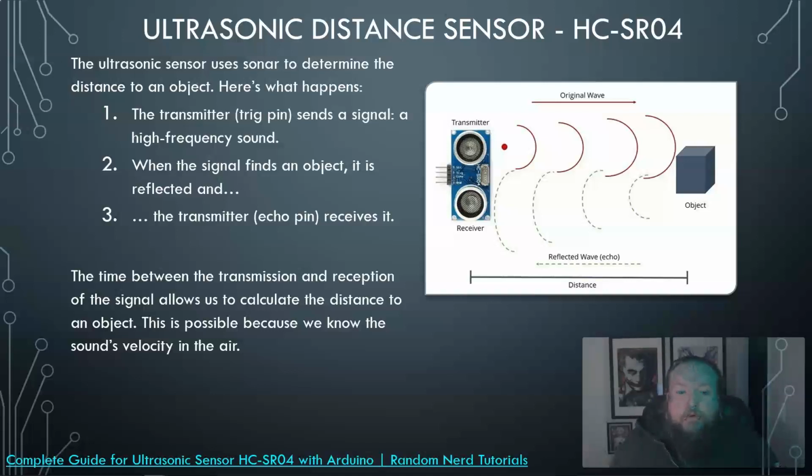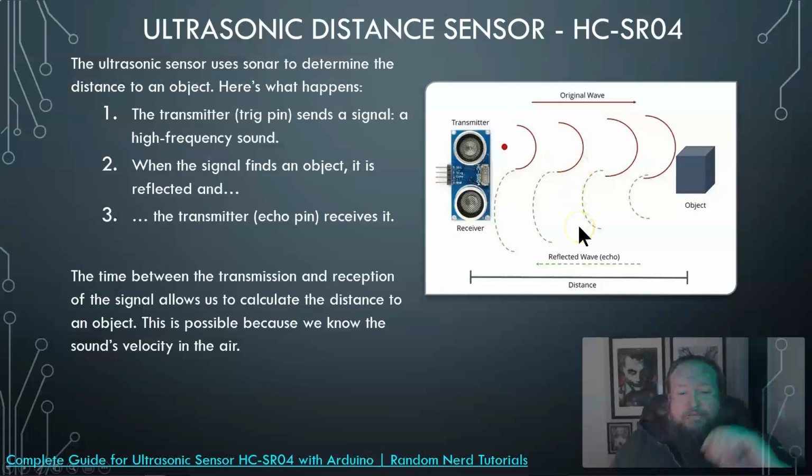So, I said before that the ultrasonic sensor uses sonar to determine the distance to an object, and it goes through roughly 3 steps. The transmitter or trigger pin sends a signal from the controller to this device, and a high frequency sound is then emitted at that time. You can see that from the diagram right here. When the signal finds an object, it is then reflected back, like that sonar sound, kind of like a bat. It's going out, and that sound is then bounced back.